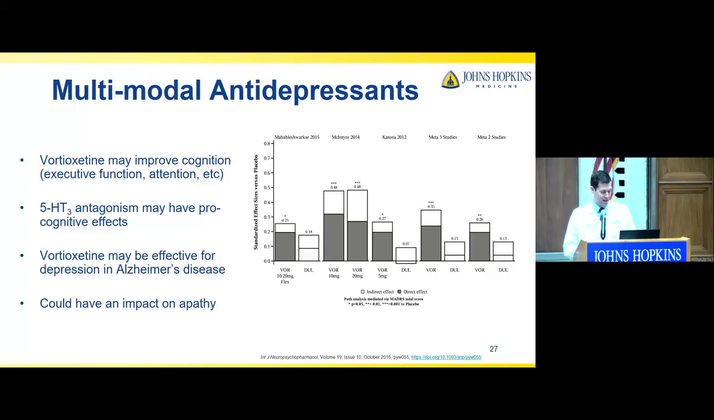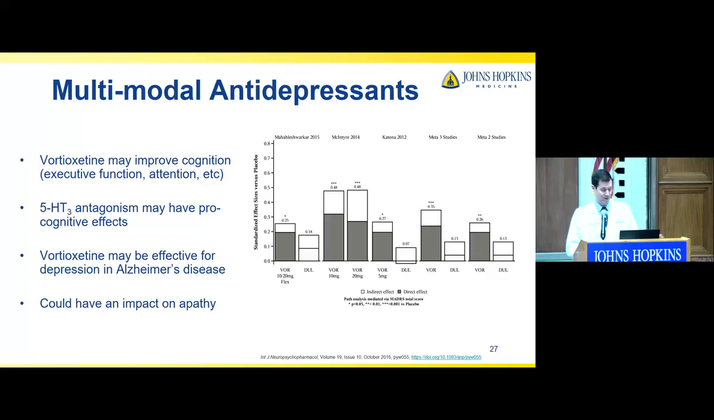There's been a variety of studies. For some reason, there have been multiple studies comparing duloxetine to vortioxetine, with similar antidepressant properties, but vortioxetine tends to improve a variety of cognitive domains, in particular executive function and attention, again above and beyond what we see from treating the depression. There's some idea that 5-HT3 antagonism may confer pro-cognitive effects, and there are ways in which that can manipulate the cholinergic system and a variety of other neurotransmitter systems.